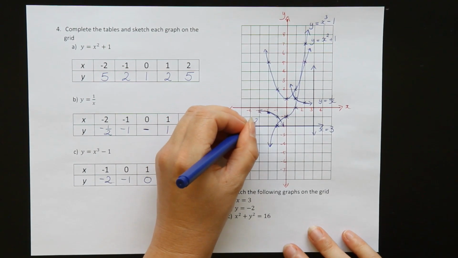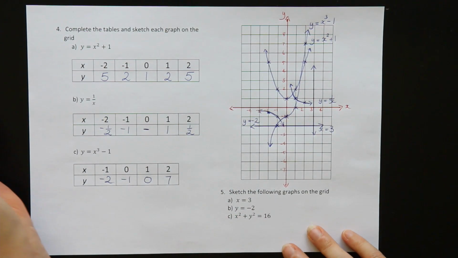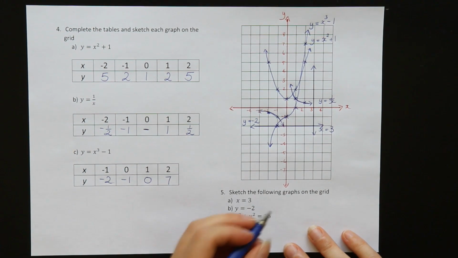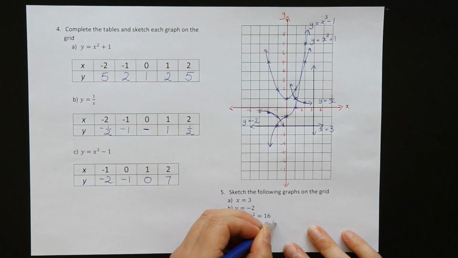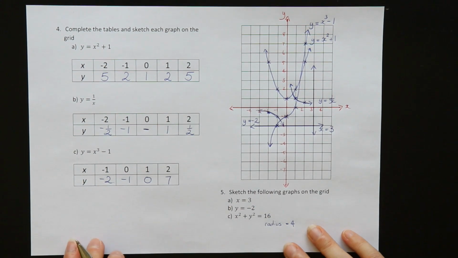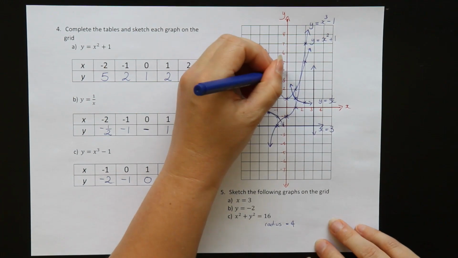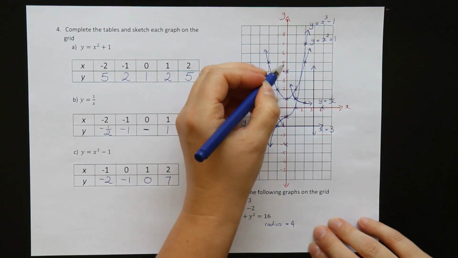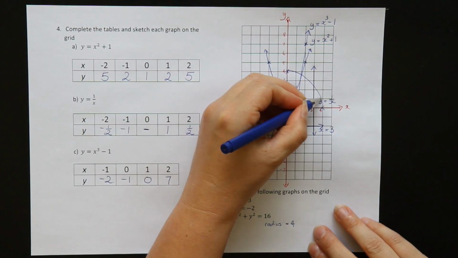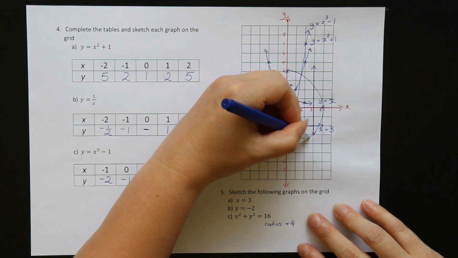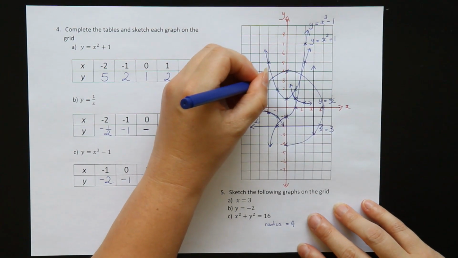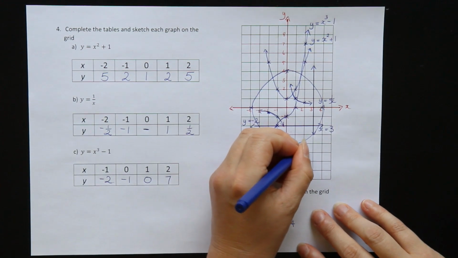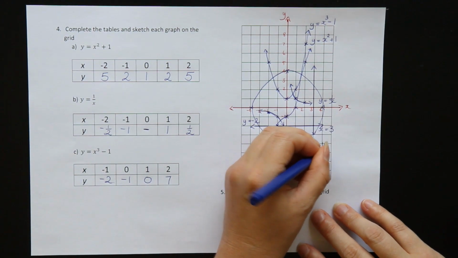And our last one, x squared plus y squared equals 16. That is a circle with a radius of square root of 16, which is 4. From the center, we go up 4, down 4, right 4, left 4. So we're going to have a circle like this. There we go, x squared plus y squared equals 16.